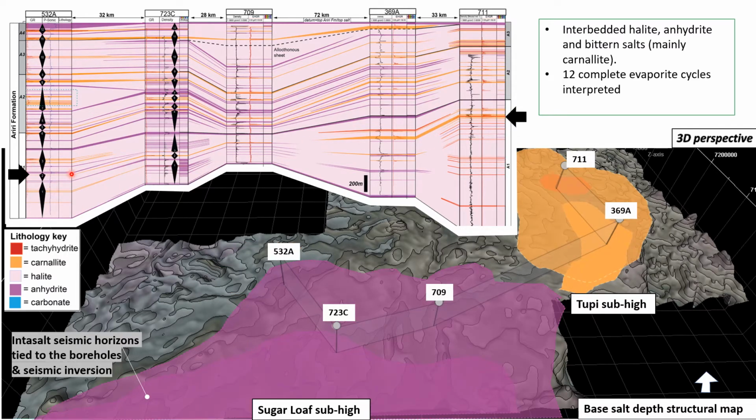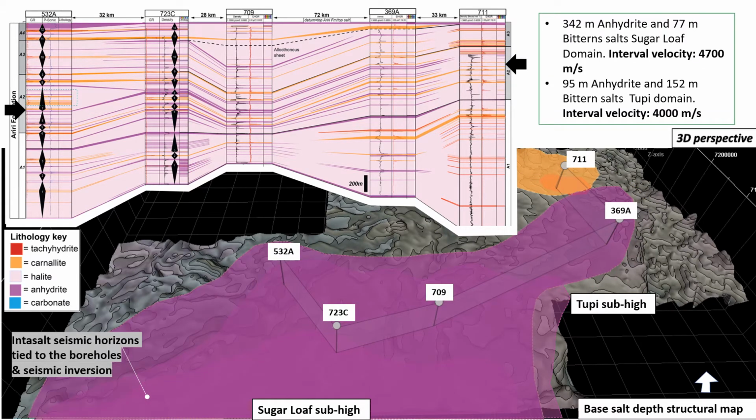For the lower interval, there is thinner salt on the high and thicker salt on the most distal and structurally lower areas, and some of the anhydrite layers on the high are pinched out or are not present to the north, where bitter salt associated with higher salinities is only locally represented on the Topi subhigh.